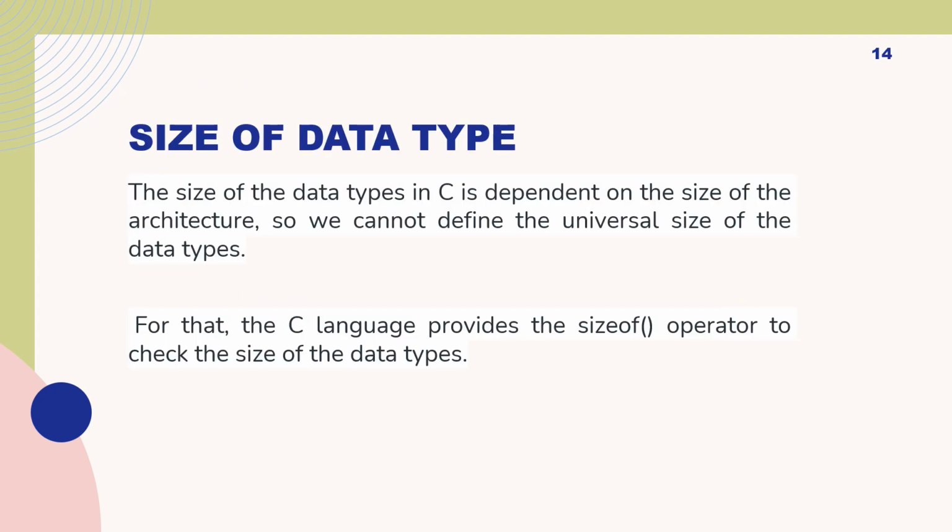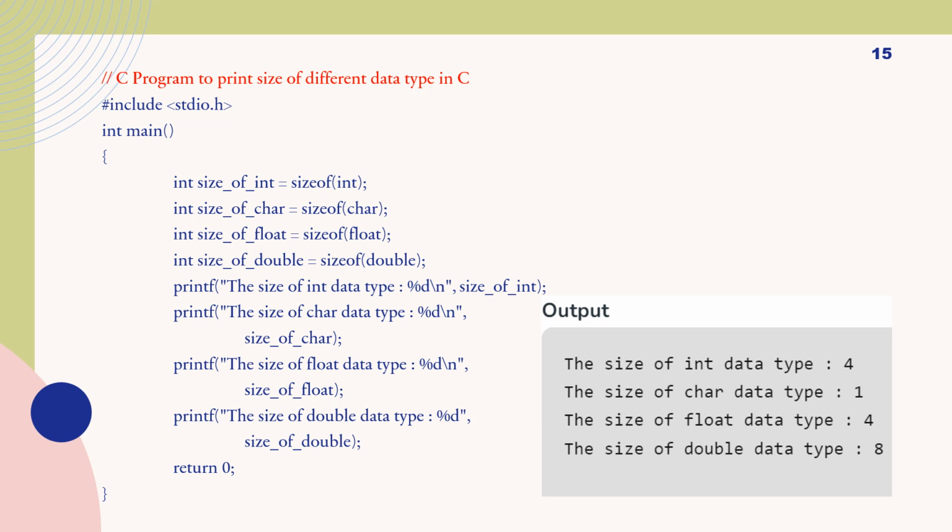And next you have the size of data types, which depends on the architecture, and so we cannot define a universal size of a data type. So the C language provides the sizeof operator to check the size of a data type. And here you can see a program to demonstrate the size of different data types. Here you can see the different data types: integer, character, float, and double.